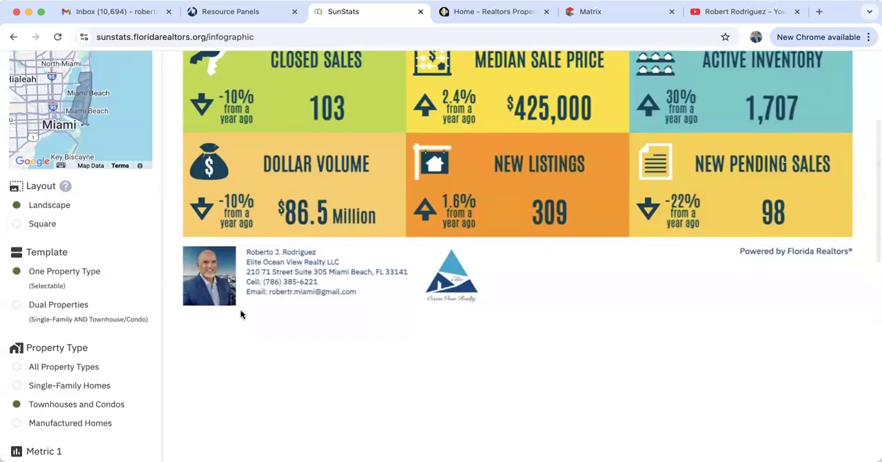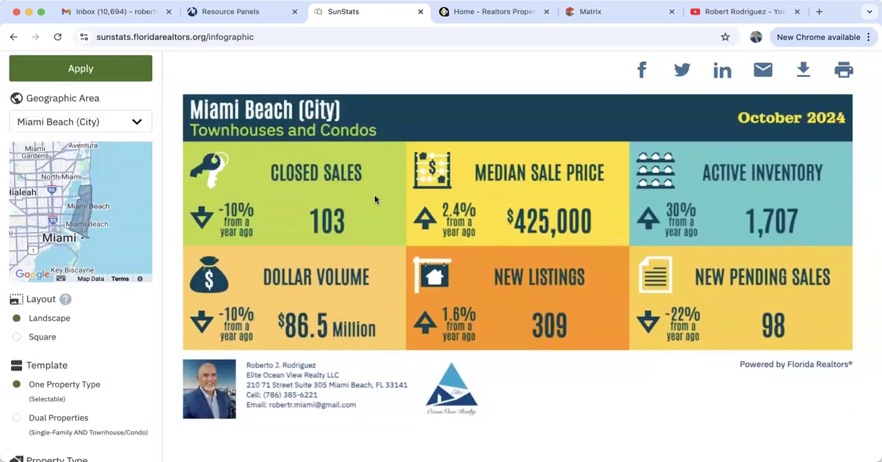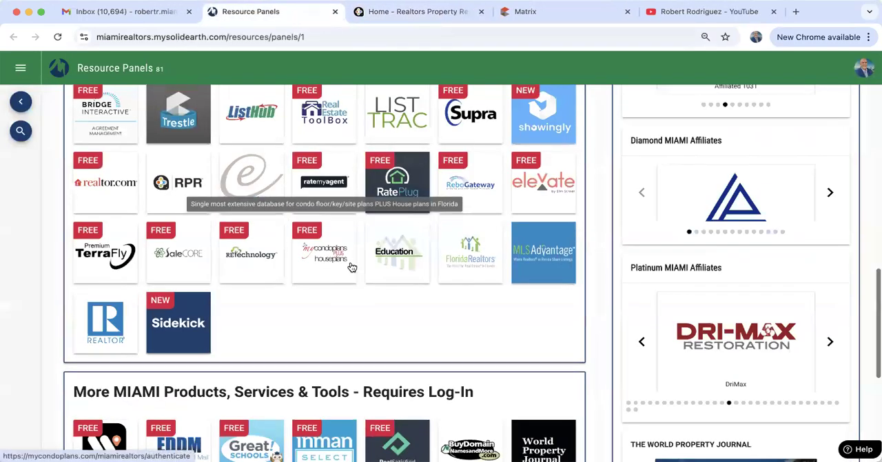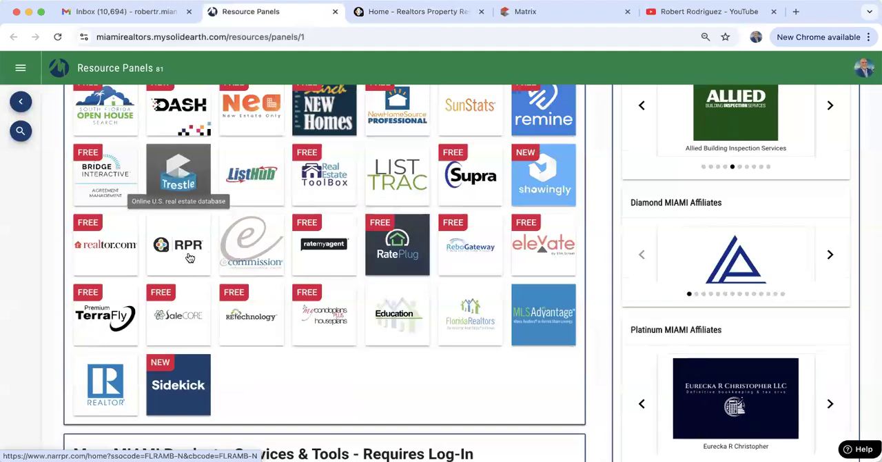Your branding is down below. Simply go ahead and right click and save this image to your device and use it for your marketing. All right, so you guys can do this for any market in all of Florida using SunStats. Pretty cool stuff, right? All right, I'm going to go ahead and close out SunStats, and now let's move into the last part of our class, which is going to be RPR.